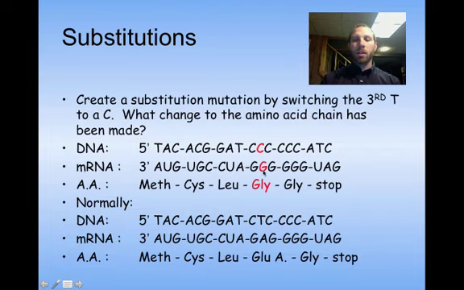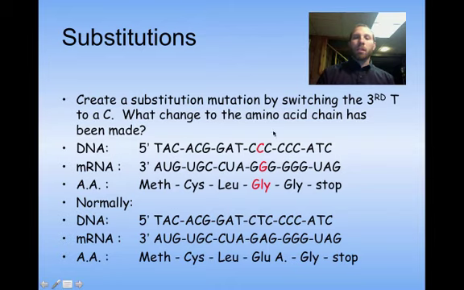If we follow this error, this substitution of a C for a T, we see that now instead of GAG, it will be GGG, and instead of producing glutamic acid as our amino acid, we produce glycine. Believe it or not, this protein will function differently and have a different shape than the normal protein, even though only one amino acid is different. And that could potentially affect its structure.